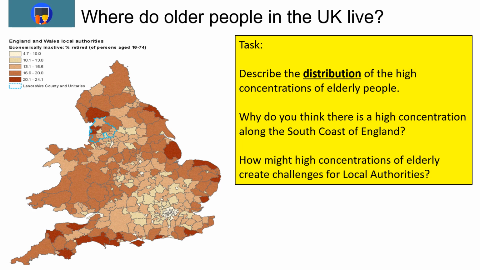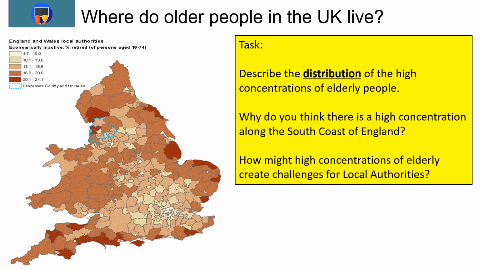So what I can say is that there are higher concentrations of elderly people along the coast. I can see the higher concentrations of the elderly along the south coast and counties in the southwest of England. I can see that there are high concentrations of elderly along the counties in the east of England. There are higher concentrations of elderly people around central Wales.